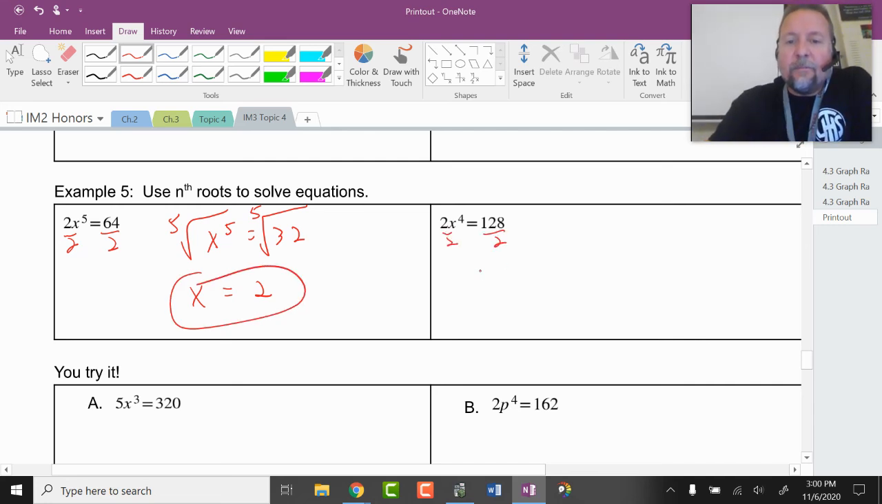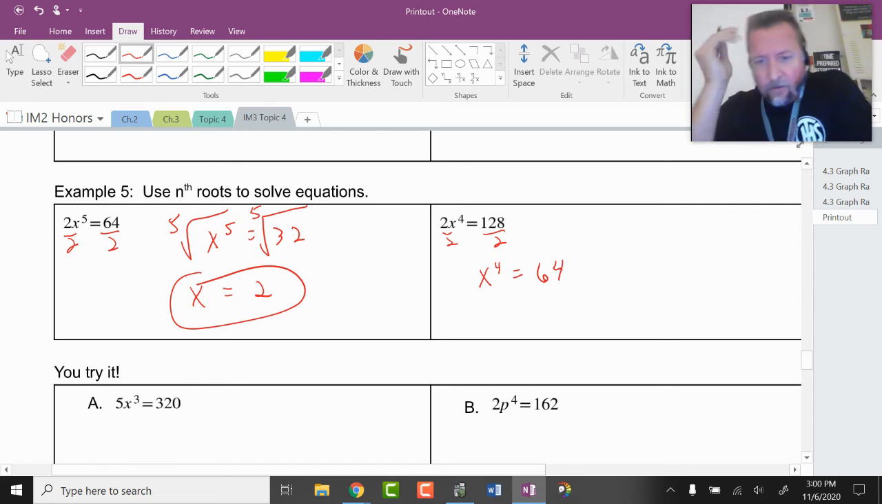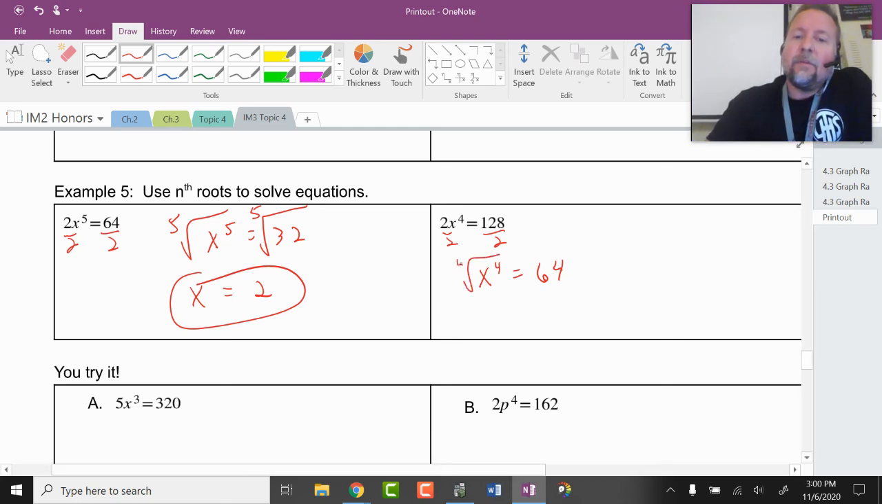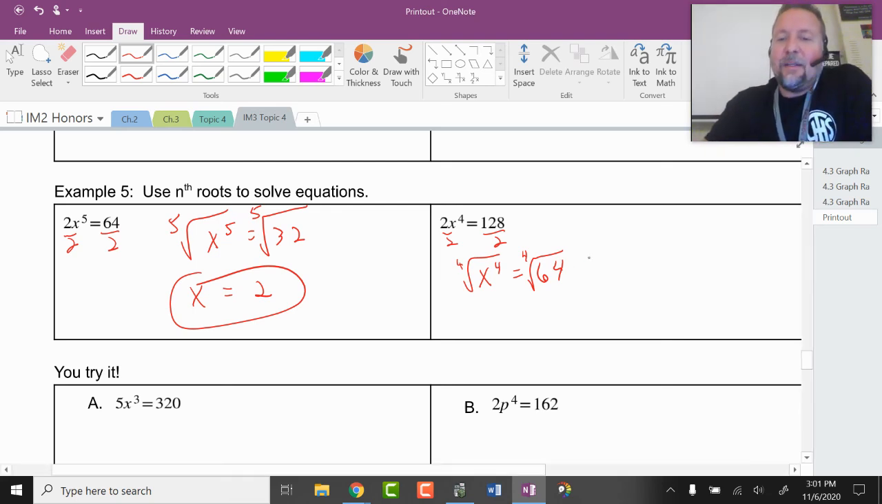Divide by 2 first. X to the fourth equals 64. Is that right? 128? I think we made a mistake, because 8 times 8 is 64, but is it a perfect fourth power too? 2 times 2 is 4. 2 times 4 is 8. 2 times 8 is 16. 2 times 16 is 32. No, you know what? What's a perfect fourth power in here? 16.